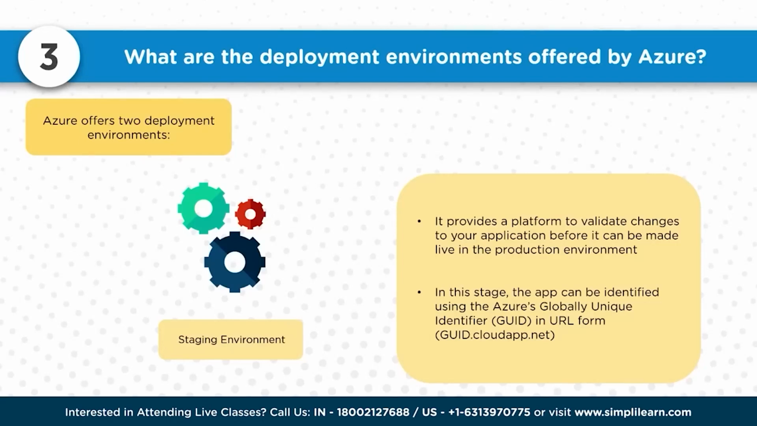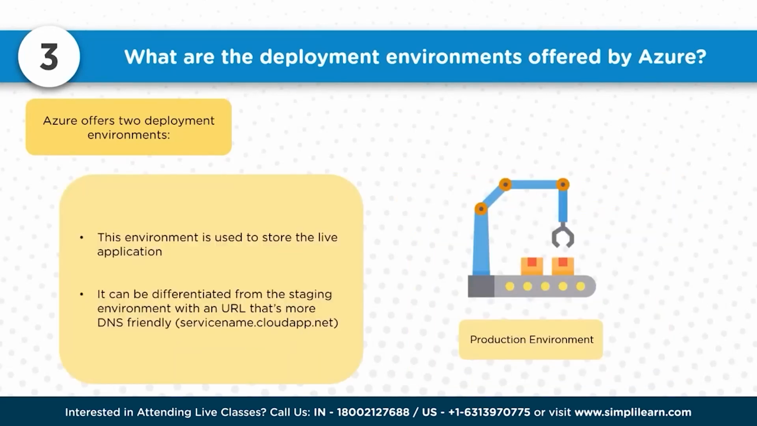So why do we need a staging environment? What are the benefits of it? The benefit of deploying our application to a non-production or staging environment is that it provides a platform to validate changes to our application before it is made live in the production environment. And in the staging environment, the app can be identified using Azure's globally unique identifier, also called the GUID URL. It's very similar to the production URL, except that it has a custom name in front of it that identifies it as the staging environment.